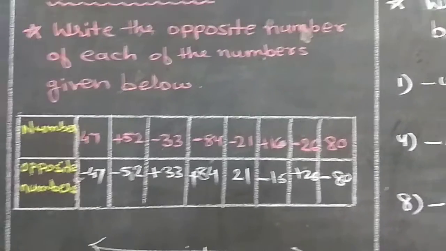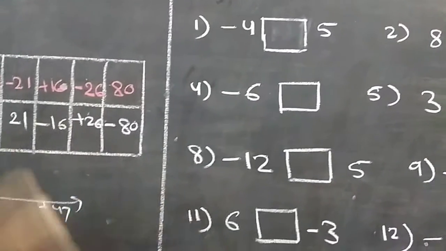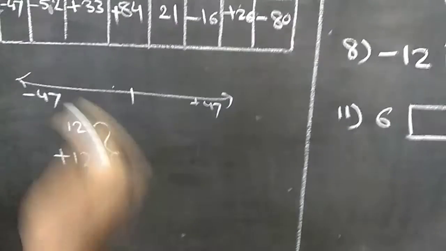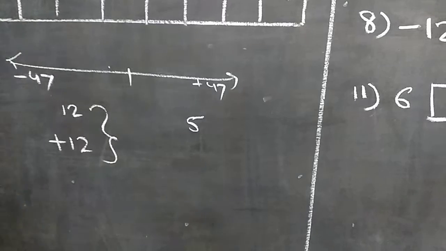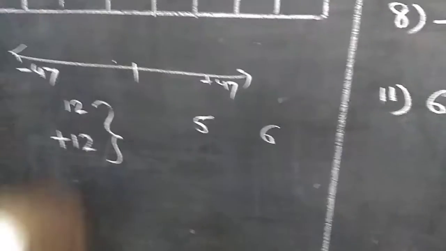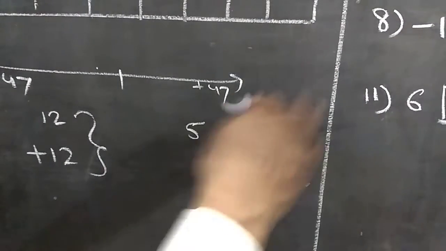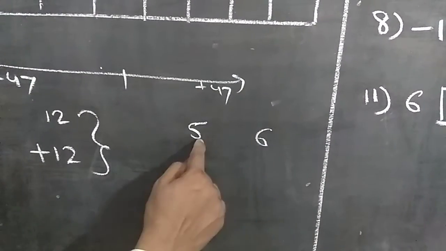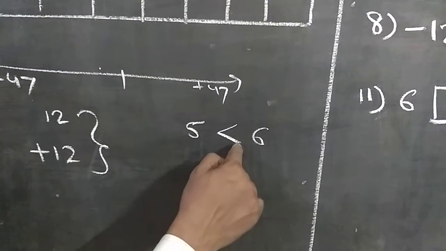Now move toward practice set 7, and before that let me explain a concept related to the sign, which I hope I have already explained in the previous part. So once again let us discuss this. Suppose we have 5 and 6. Out of 5 and 6, which number is greater? Both are plus. So among plus numbers, a bigger number is always greater. Here which number is greater? 6. So put this arrow.